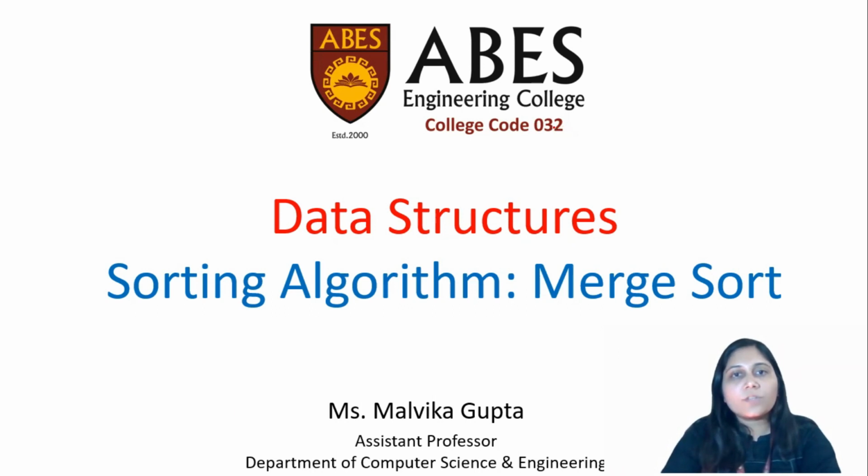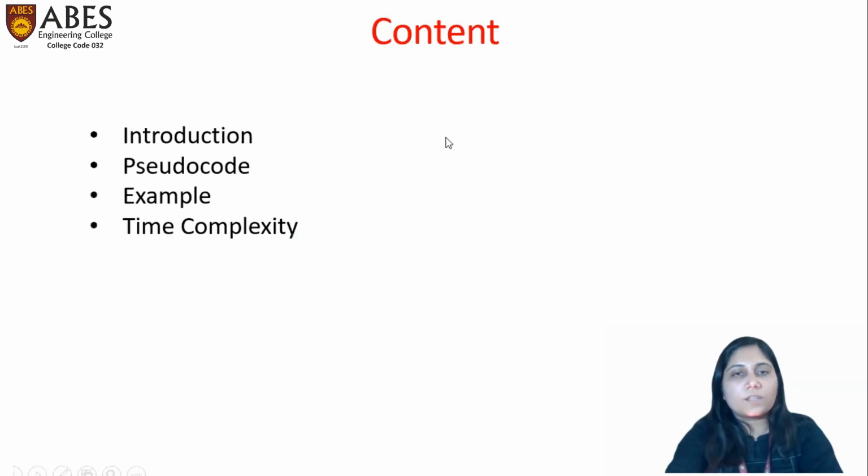I have already recorded a prerequisite for merge sort, which is the merging of two sorted arrays. We'll proceed. Why do we require that merging of two sorted arrays as we proceed in this particular video? So let's first begin with the introduction of merge sort. The contents which I'm going to cover are the introduction of merge sort, the pseudocode, an example, and time complexity.